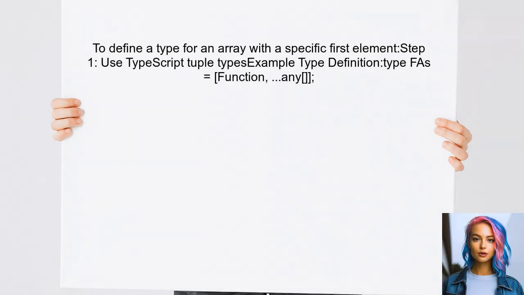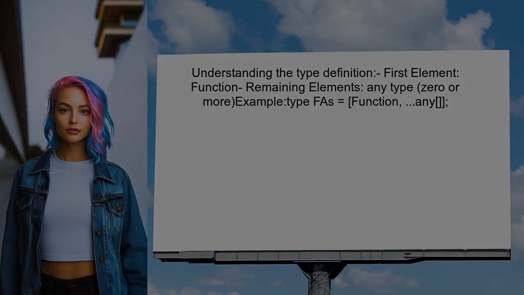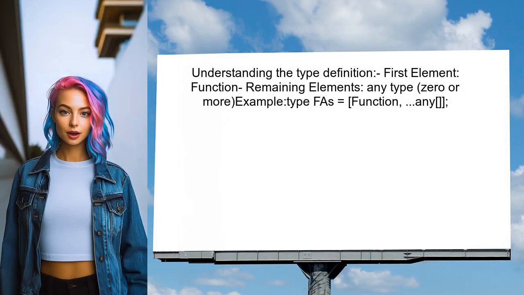To define a type for an array where the first element is a specific type, the user can use TypeScript's tuple types. This allows for a fixed-length array with specific types for each position. In this definition, the first element is a function, and the rest can be any type. The ellipsis indicates that there can be 0 or more additional elements of any type.